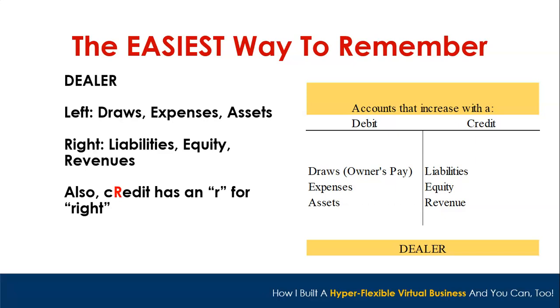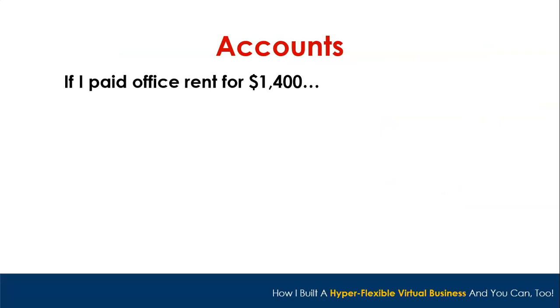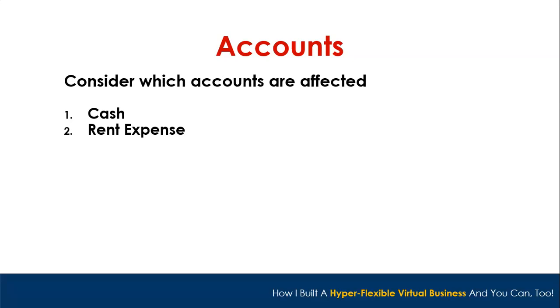All right, so let's put in some practice. So if I paid office rent for $1,400, the first step in analyzing the transaction is to consider which accounts are affected. So if I paid office rent, that means cash had to be spent and I've incurred an expense, right? Expenses are costs incurred to operate our business. So rent expense is the other account that's affected.